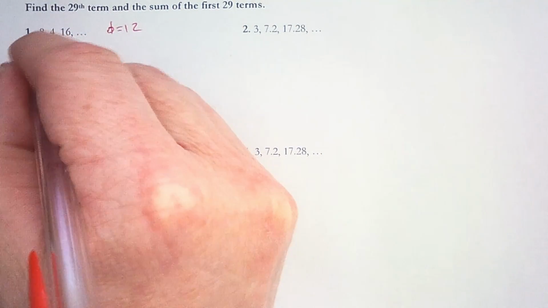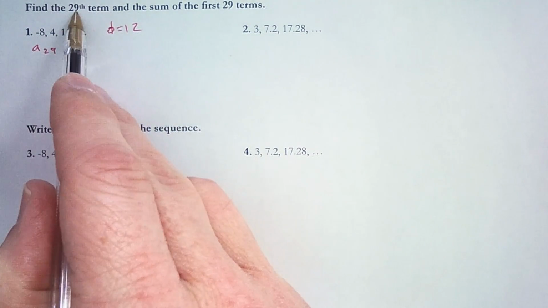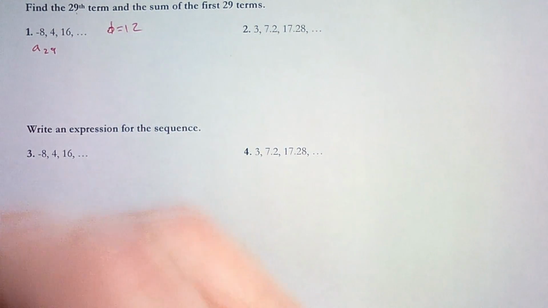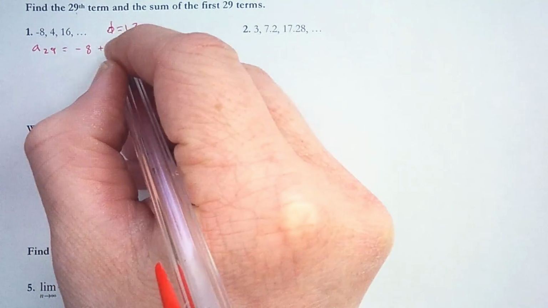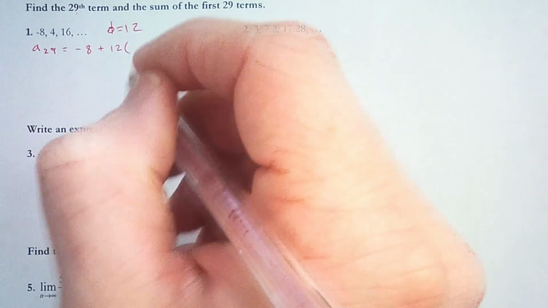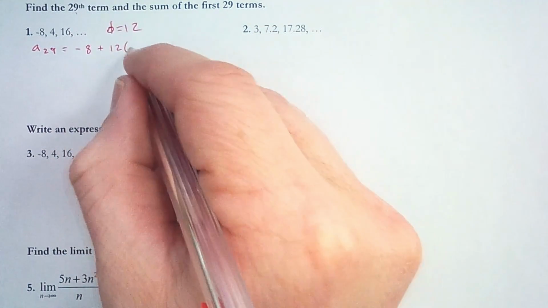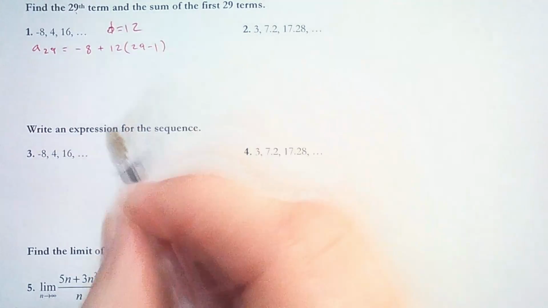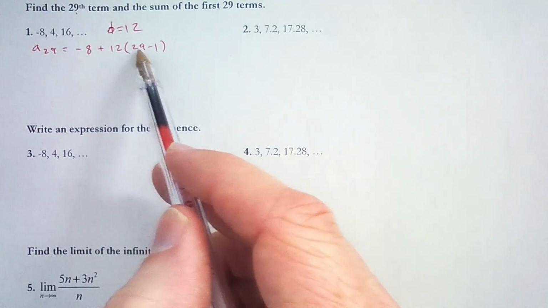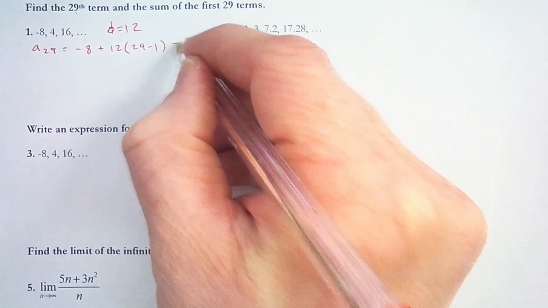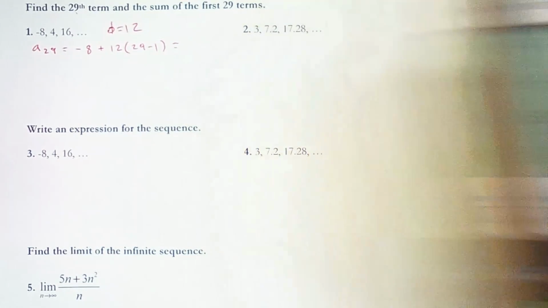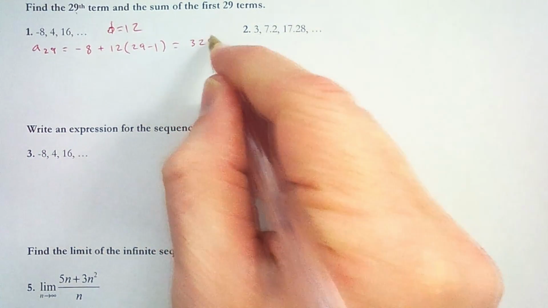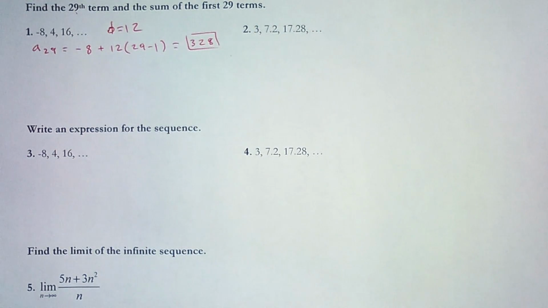So we want a sub 29, the 29th term. To get that 29th term, we do term 1, negative 8, plus the common difference times n minus 1. We're looking for the 29th term, so it's 29 minus 1. We've got the first term already, so we only need 28 more. That's why we do n minus 1 here. So we have negative 8 plus 12 times 28, and that is 328. So the 29th term has a value of 328.